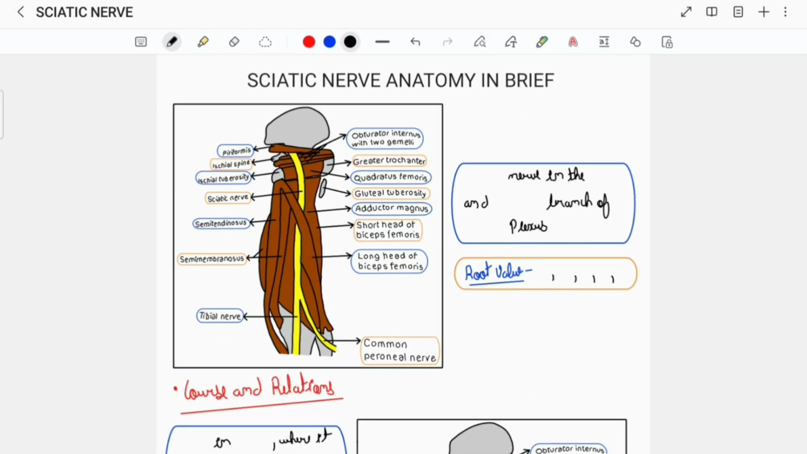Hey everyone, today I'll be talking about anatomy of sciatic nerve in brief. Sciatic nerve is the thickest nerve in the body and is the largest branch of the sacral plexus, having a root value of L4, L5, S1, S2 and S3.